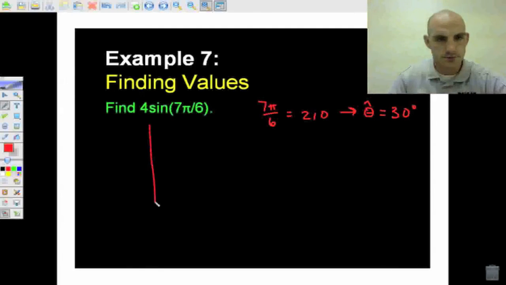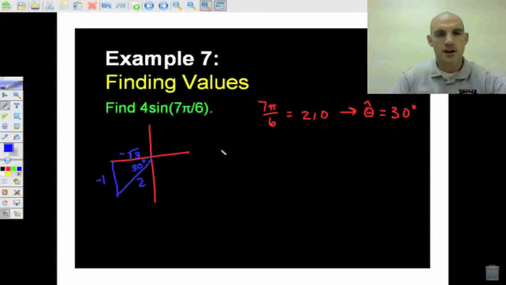So let's draw in our coordinate plane. Draw in my 30, 60, 90. So I've got 1, I've got 2, I've got square root of 3. This is negative 1 here. Okay? So let's break this down.